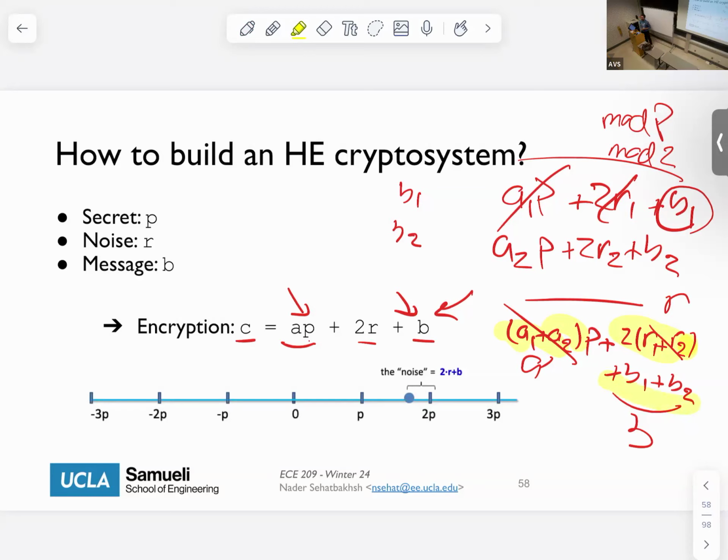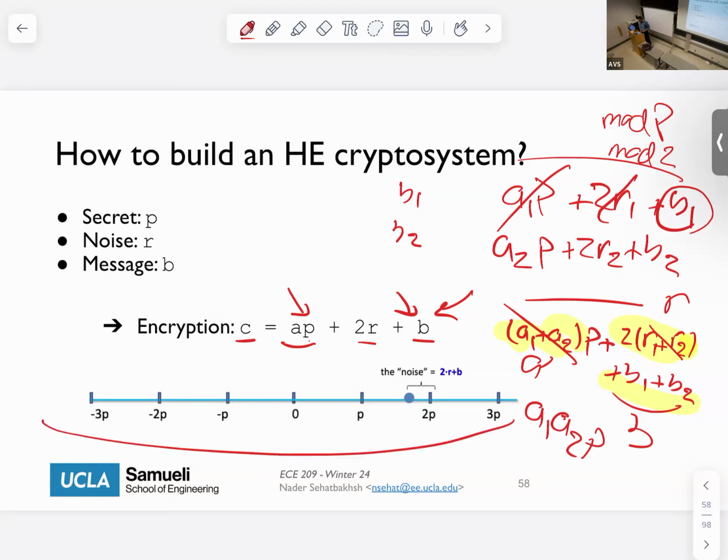And then you can verify that if you multiply, you're going to get exactly the same thing. You get a few more terms here, but eventually all of them will be 2 times something, and then here you get A1, A2 times P. Again, if you do mod P, mod 2, you get rid of both, and you get B1 times B2. Okay, so this is a very simple homomorphic encryption mechanism, which is indeed secure.